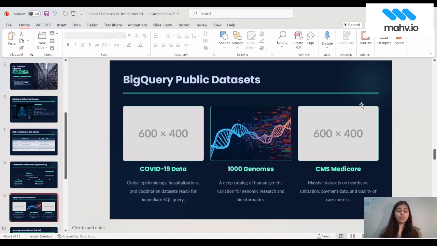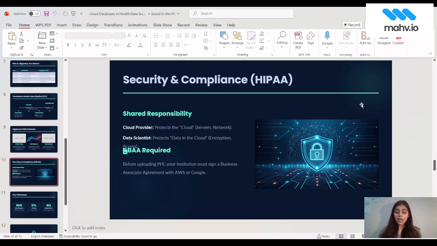Moving on to the next, very exciting thing: BigQuery public data sets. You have public data sets out there. You don't have to go to the individual patients, taking their readings and making a data set for yourself and then researching it. No, you have public data sets. First is the COVID-19 data set, then you have 100 genomic patient data sets, and then you have CMS Medicare. These are all data sets which are publicly available for you guys to perform research on.